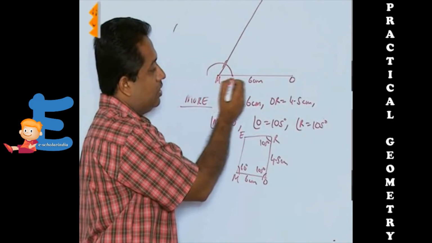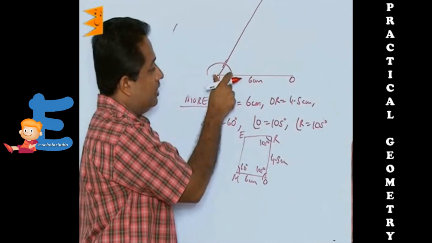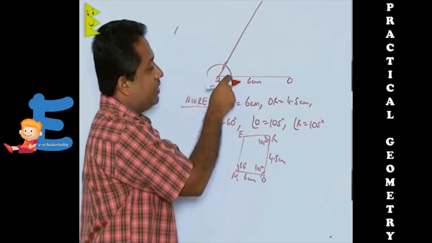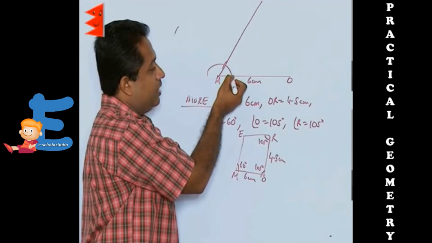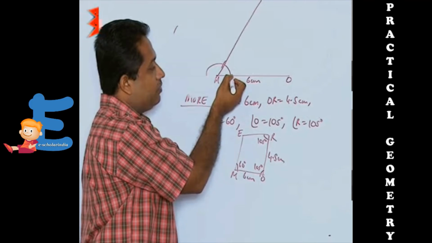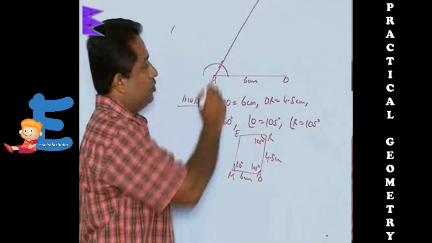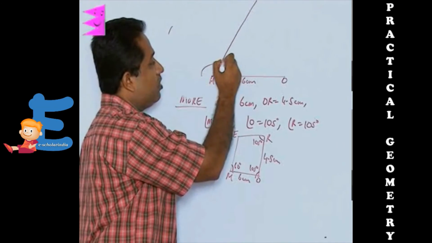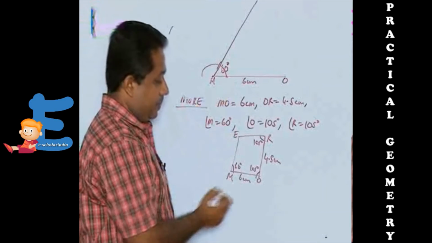Again I am repeating here. MO is drawn 6 centimeter. Take any radius. After drawing this arc with any radius, then without changing the radius, from this point you are going to cut an arc. Join this to point A and extend it. That becomes 60 degrees. So we have drawn 60 degrees from M.